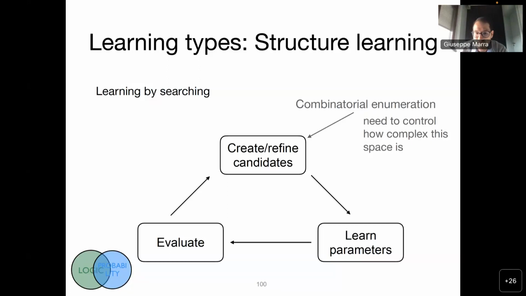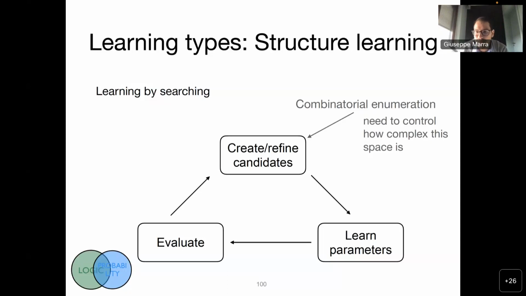And if the evaluation is not good enough, then you start again with a refinement step, where you refine your candidates, learn the parameters again, and reevaluate, and you keep doing this until your evaluation really satisfies you. And of course, this is learning by searching. So the idea is that you have to make a step forward completely in the blind and then evaluate what you have obtained, and by this signal you can traverse your search space.